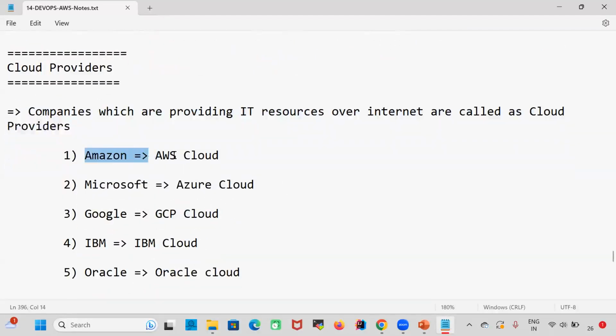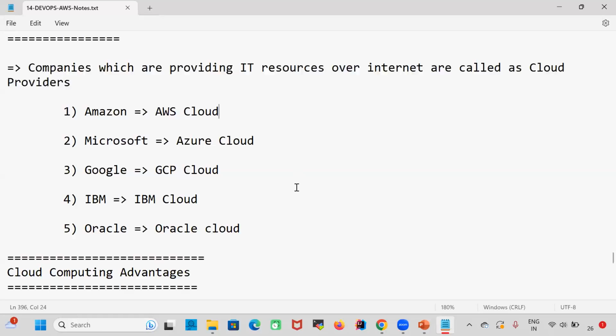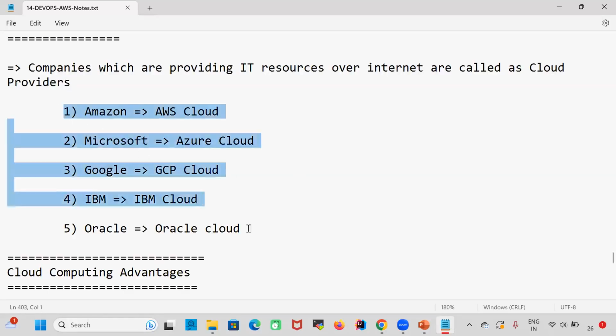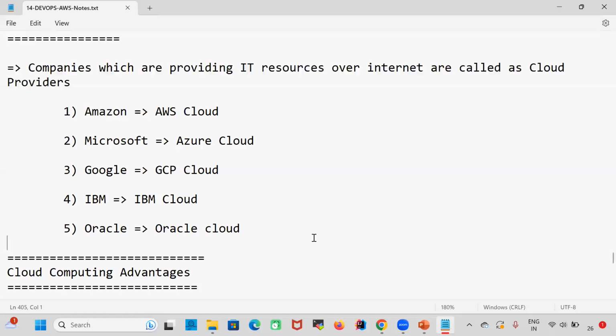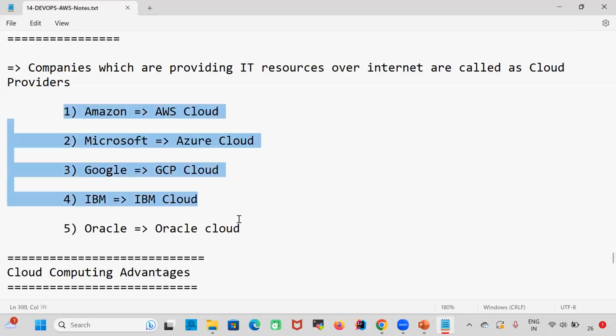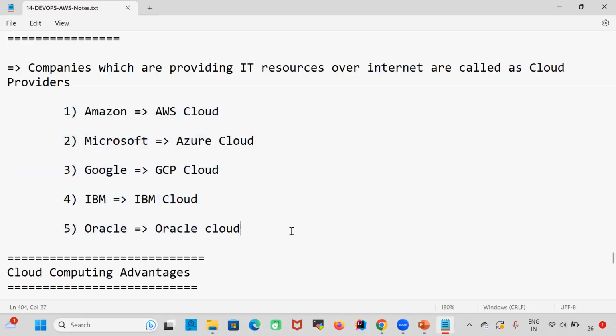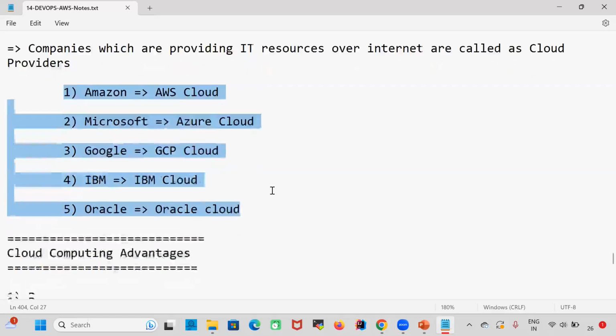Amazon provides cloud resources through AWS Cloud. Microsoft is doing that business. Google is doing that business. IBM and Oracle are doing that business. They will give you IT infrastructure for rent to run your business. You use their infrastructure, you run your business, and you pay the rent to them on a monthly basis.